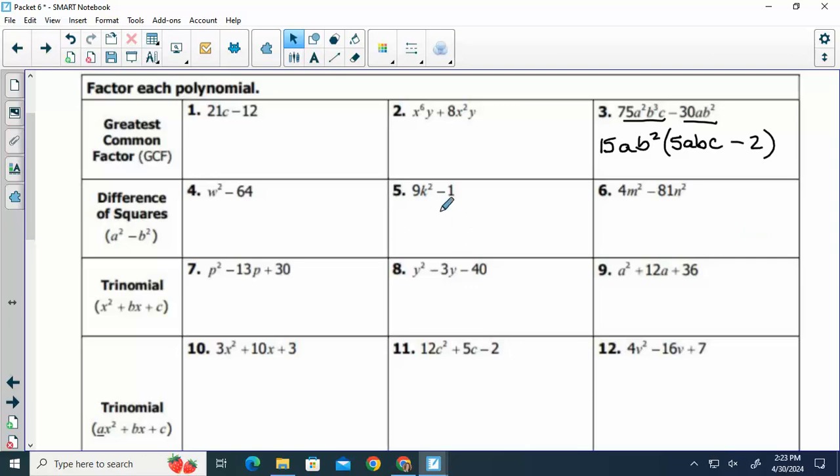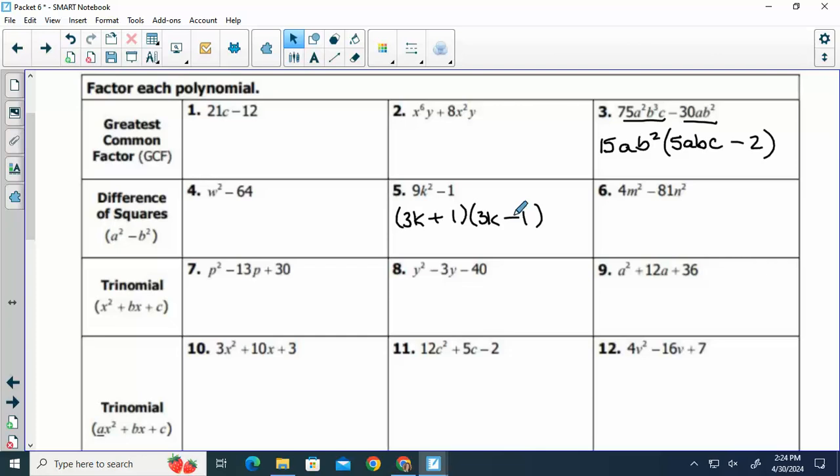Then, if it had 2 terms, we look for difference of squares. So when I have 9k squared minus 1, what would that factor into? How do we do difference of squares? Remember, we do the square root. Square root of 9k squared is 3k. Square root of 1 is 1. One of these gets a plus. One of them gets a minus.